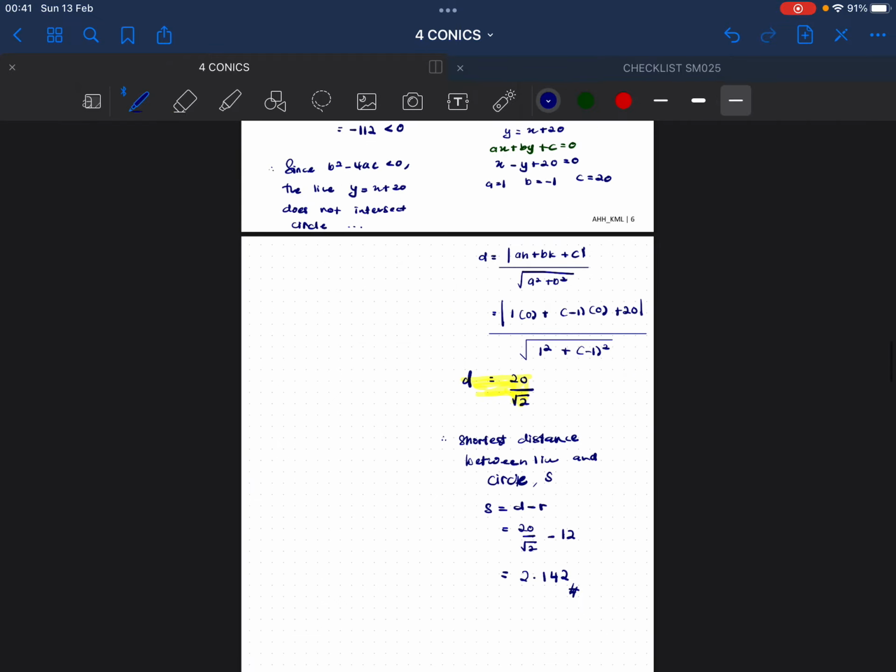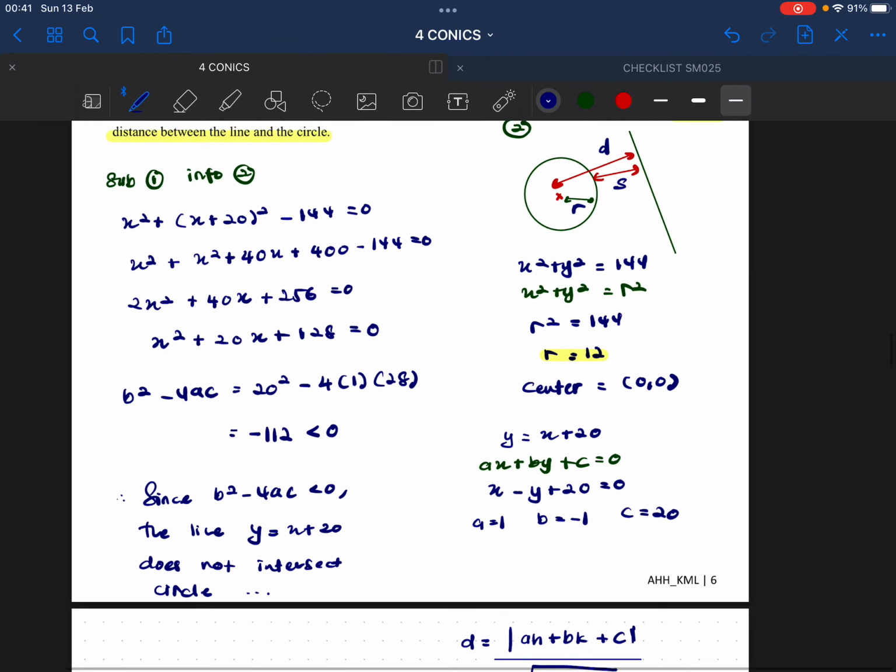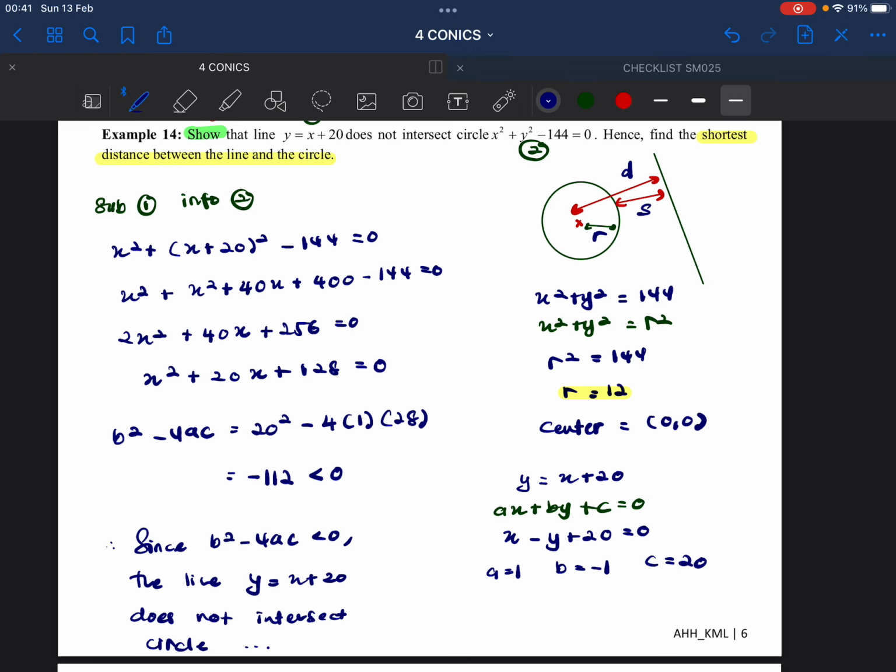Okay, a little bit complicated, but not too hard. Just a recap one more time. For shortest distance, we have three things: the distance between line and circle, which we call s; second, the distance between the center and the line, which we call d; and the last one is the radius. To find s, we take d minus r.